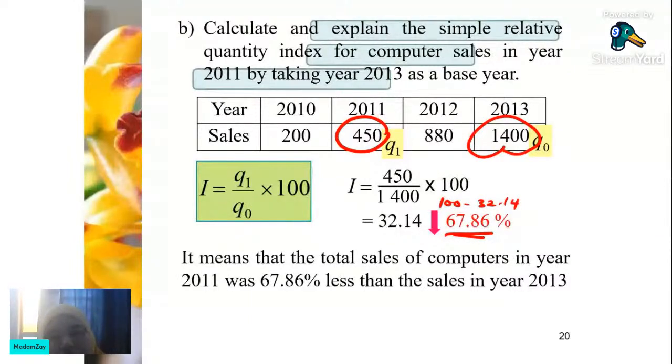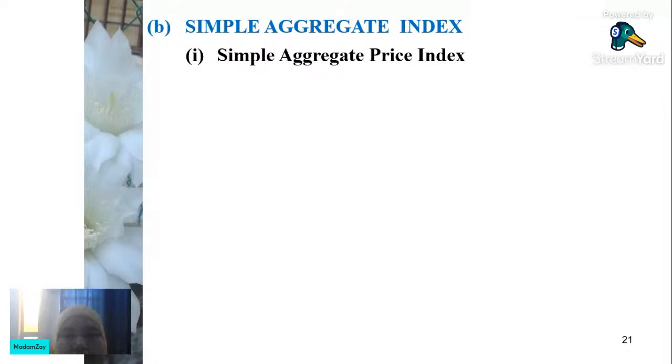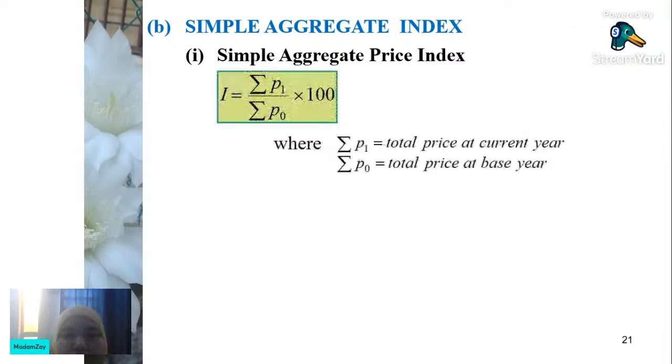You have to compare the current and the base year. So increase how much, decrease how much. That's all. So now the second type of index, which is the simple aggregate index. What it means by simple aggregate: the price index will be the summation of P1 over the summation of P0 multiplied by 100. So now it's not one by one, but we total all the prices at the current year. It might be more than one item. And P0 is the total price at the base year.